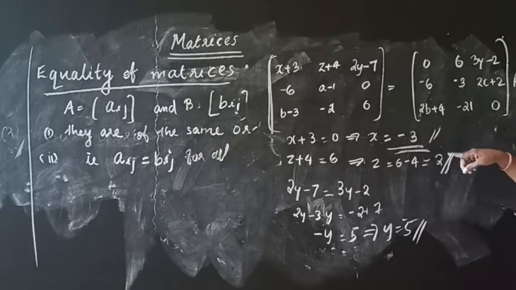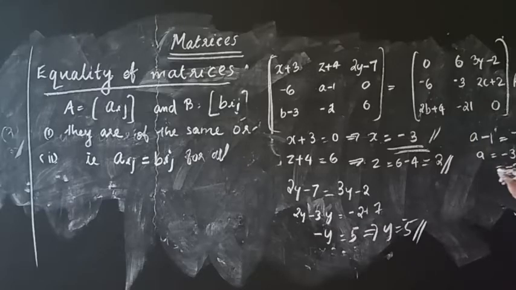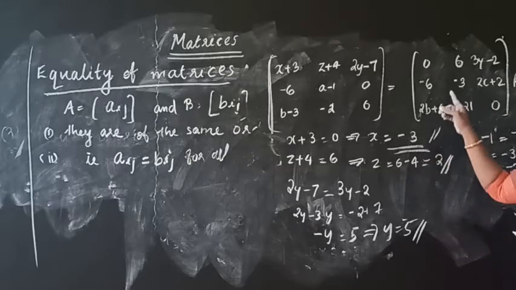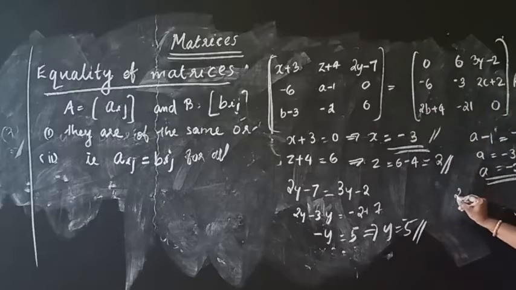Now a, b, c. A minus 1 is equal to minus 3. Then a is equal to minus 3 plus 1. It is minus 2. A is equal to minus 2. And now let's find c. How to find c? 2c plus 2 is equal to 0. Then 2c is equal to minus 2 and c is equal to minus 2 by 2, minus 1.